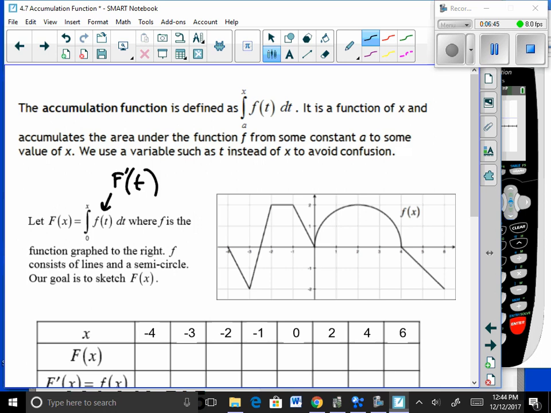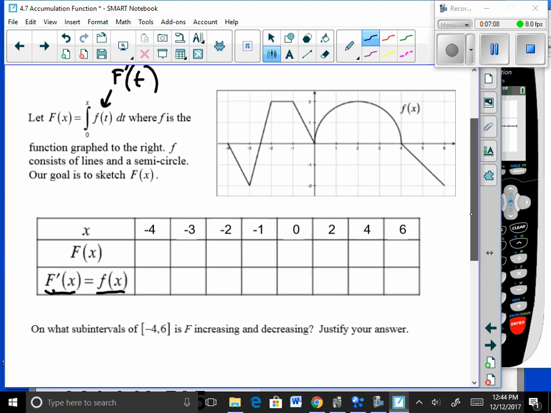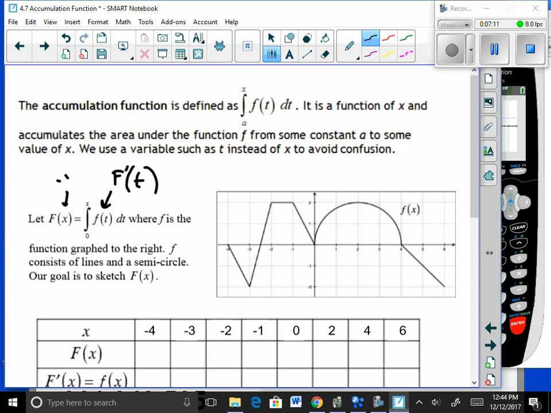Okay, so our goal is to sketch capital F of x. I could sketch it if I knew specific ordered pairs, so that's what we're going to do in this table. And notice they're giving me the relationship that capital F prime of x is the same as lowercase f of x. So now if I wanted to find F where the x value is -4, I would be replacing x with a -4. So I'd have F of -4 equals the integral from 0 to -4 of f of t dt. This gives me the area under the curve from 0 to -4. But usually we like it to be from -4 to 0, lower to upper. So whatever answer I normally would have got going from -4 to 0, I have to switch the sign.